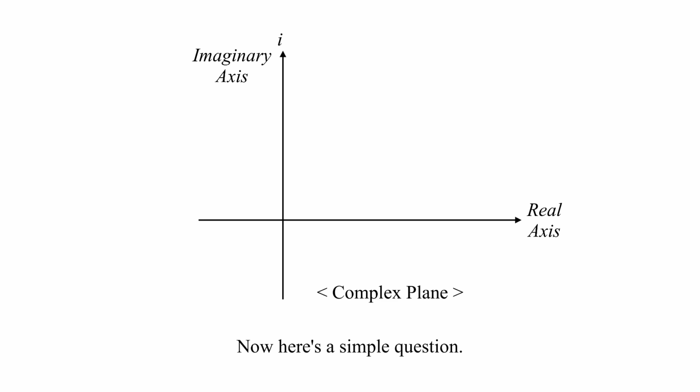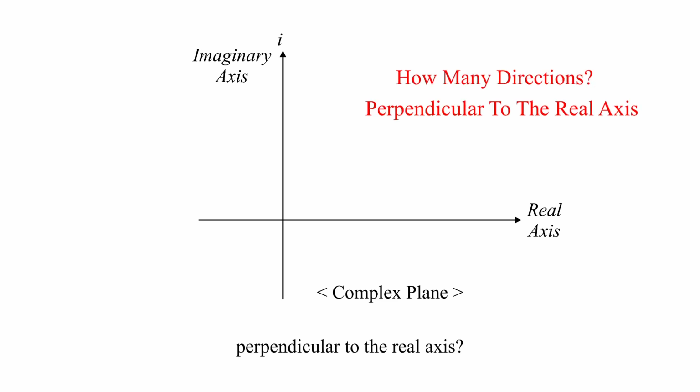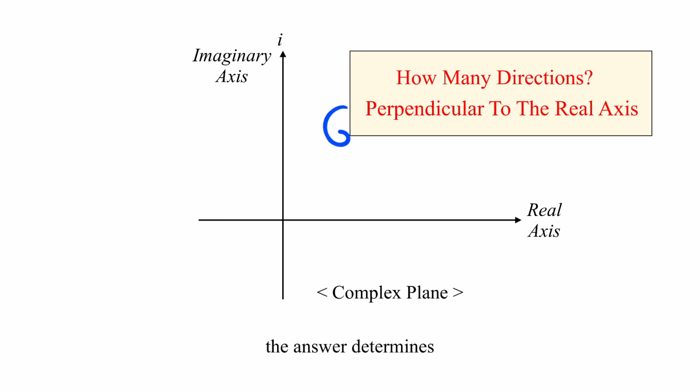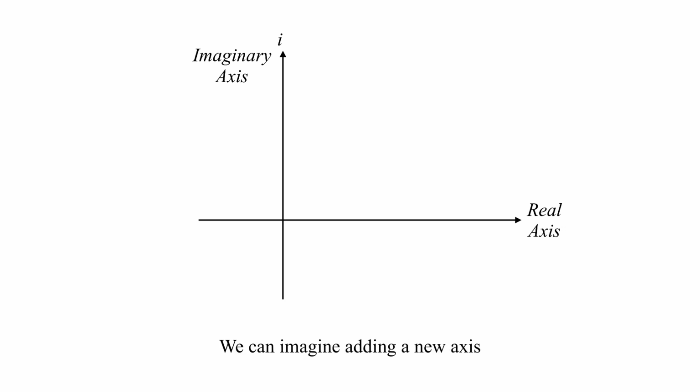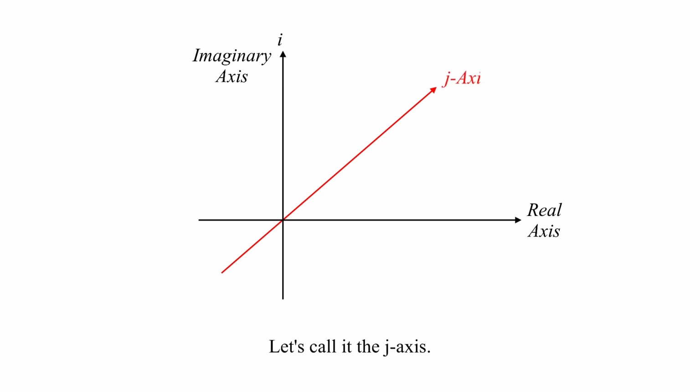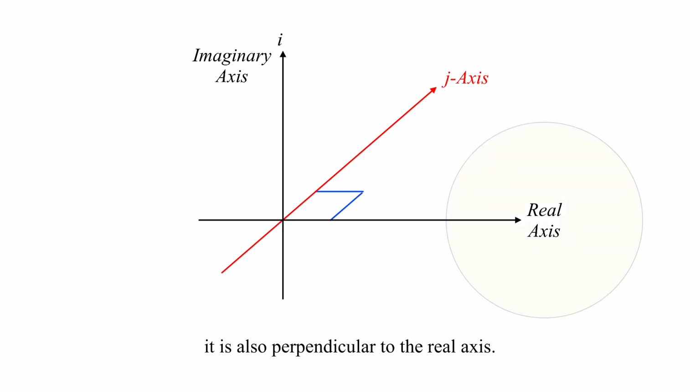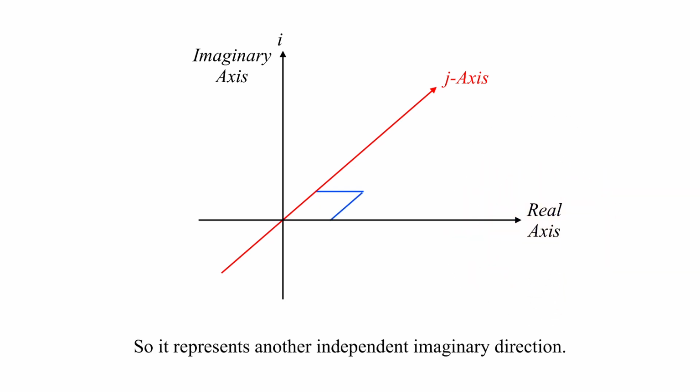Now here's a simple question. How many directions can be perpendicular to the real axis? As it turns out, the answer determines how many imaginary units can exist. We can imagine adding a new axis to the complex plane. Let's call it the j-axis. Like the I-axis, it is also perpendicular to the real axis. So it represents another independent imaginary direction.